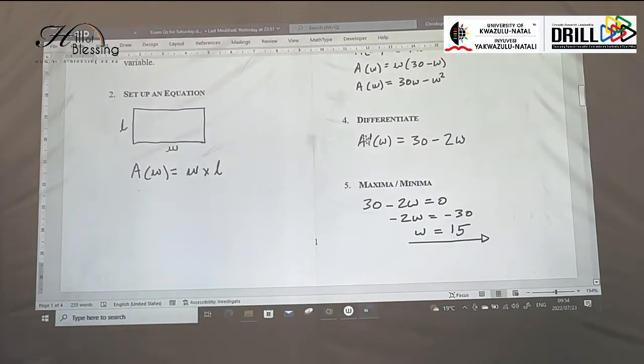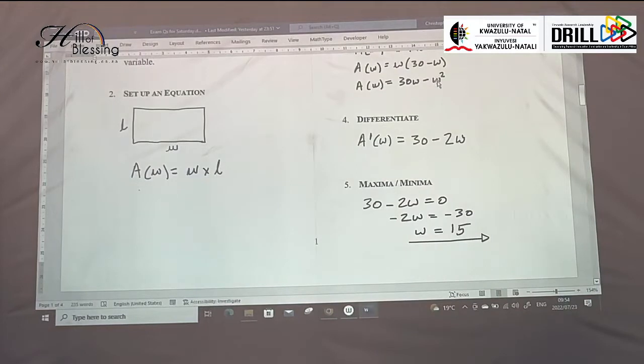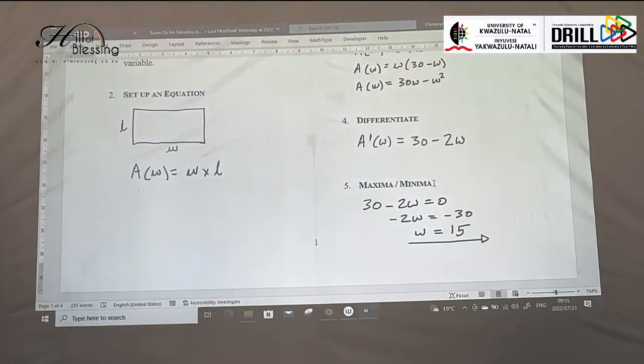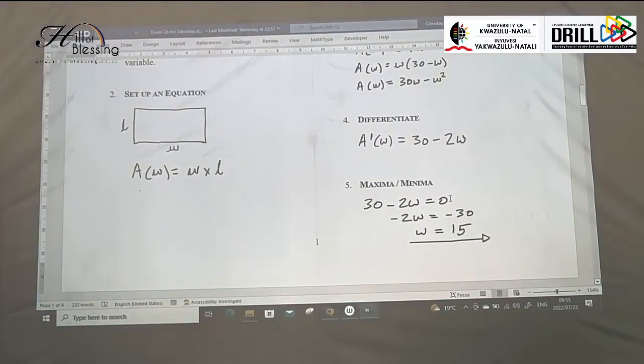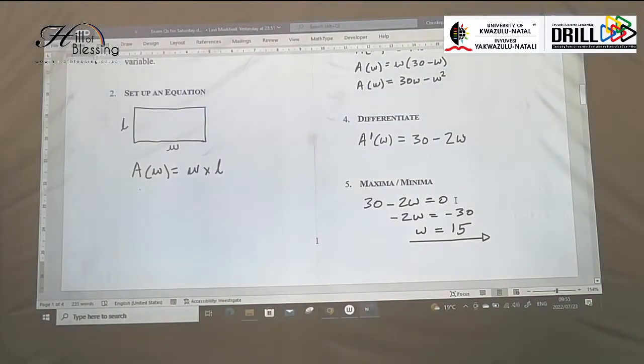And that's finding A prime W. Differentiating 30W becomes 30, differentiating negative W squared becomes negative 2W. To find the maxima or the minima value, we have to set that differentiated equation equal to 0. Because in the shape of a graph, as it goes up and hits a maximum, curves and comes down, where that gradient is completely flat, where the gradient is 0, is where you will find the maxima or the minima point.